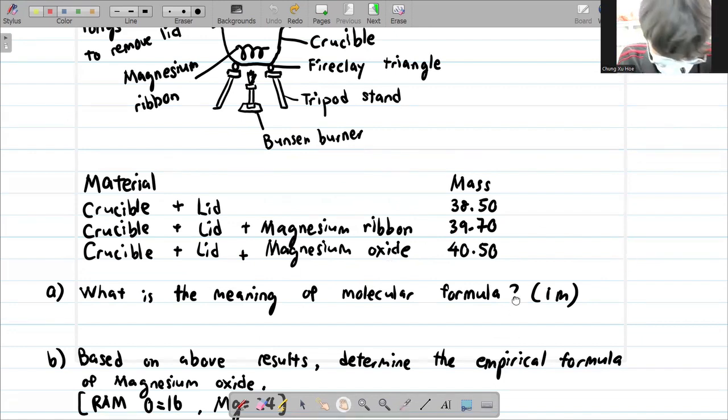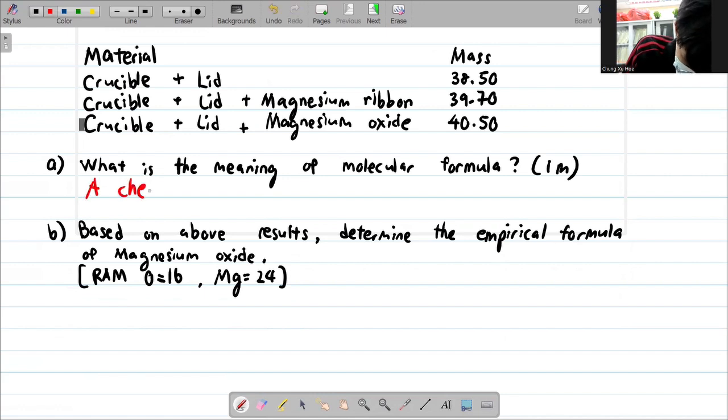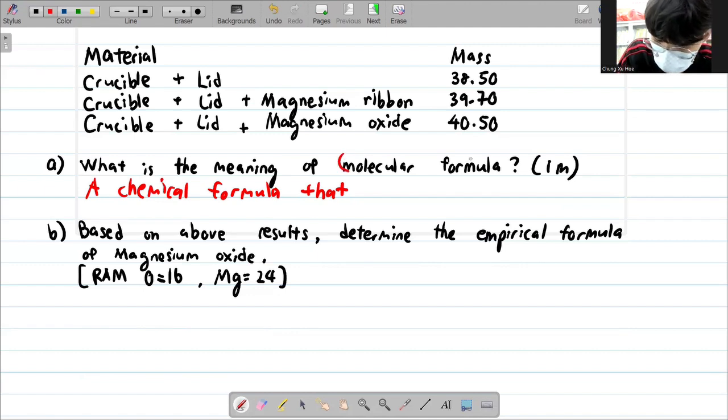So let's start the question first. The question says, A, what is the meaning of molecular formula? Again, molecular formula. What is it? Either it's an empirical formula or molecular formula, it is a chemical formula first. So there goes your first mark. You say that, oh, it's a chemical formula, so I'll change my color first. It's a chemical formula that, okay, this is molecular formula, all right?